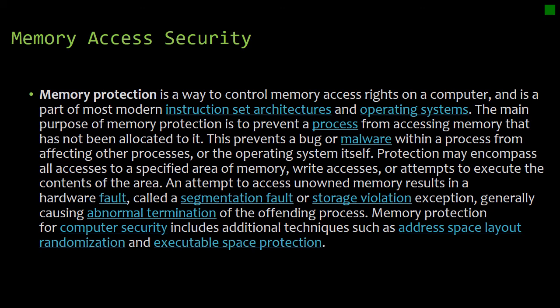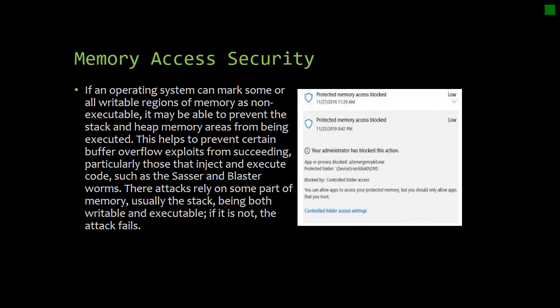Many protections for computer security include additional techniques such as address space layout randomization and executable space protection. If an operating system can mark some or all writable regions of memory as non-executable, it may be able to prevent the stack and heap memory areas from being executed. So this will help to prevent certain buffer overflow exploits from succeeding, particularly those that inject and execute code such as the Sasser or Blaster worms. Their attacks rely on some part of memory, usually the stack, being both writable and executable. If it is not, the attack will fail.